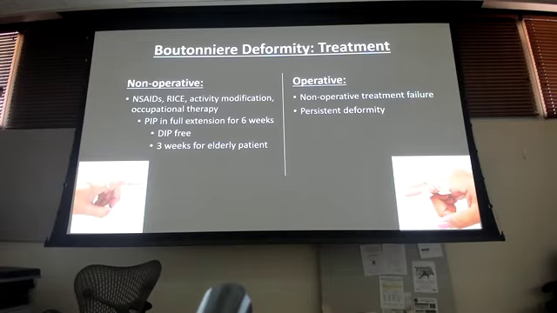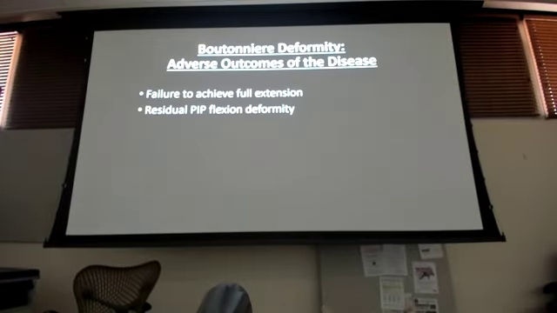But once it gets to that point, with that splinting stuff, you can't move that flexion contracture with a splint, right? You need to get in there and do the Lord's work and fix it. Okay? Good to go? Okay, adverse outcomes of disease: obviously they're not going to be able to achieve full what? Extension, right? Because they're in flexion. That makes sense. Residual PIP flexion deformity, okay?